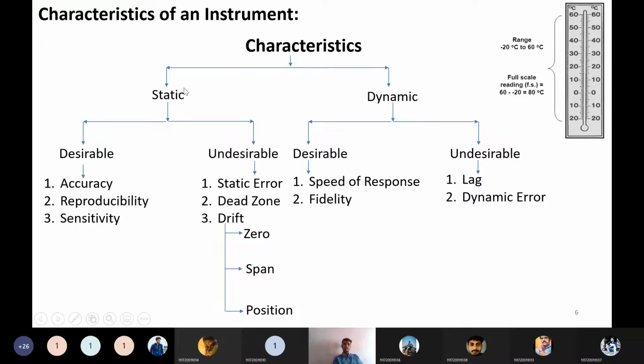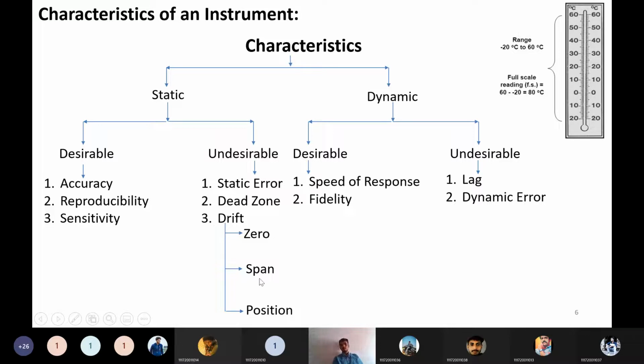Further, static and dynamic characteristics are divided into two subsets: a desirable subset and an undesirable subset. They will both be there in the static as well as the dynamic. The desirable static characteristics are accuracy, reproducibility and sensitivity. The undesirable static characteristics of an instrument are static error, dead zone and drift. There are three forms of drift.